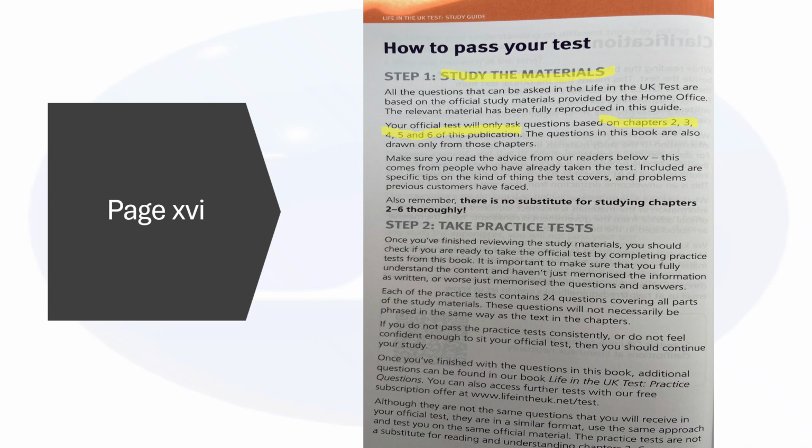And as this says, some people try to find the shortcut. Okay, there's no shortcut. There's no substitute for studying chapters 2 to 6 thoroughly. Means there's no other way. Okay, you have to understand these 5 chapters in order to pass your test.